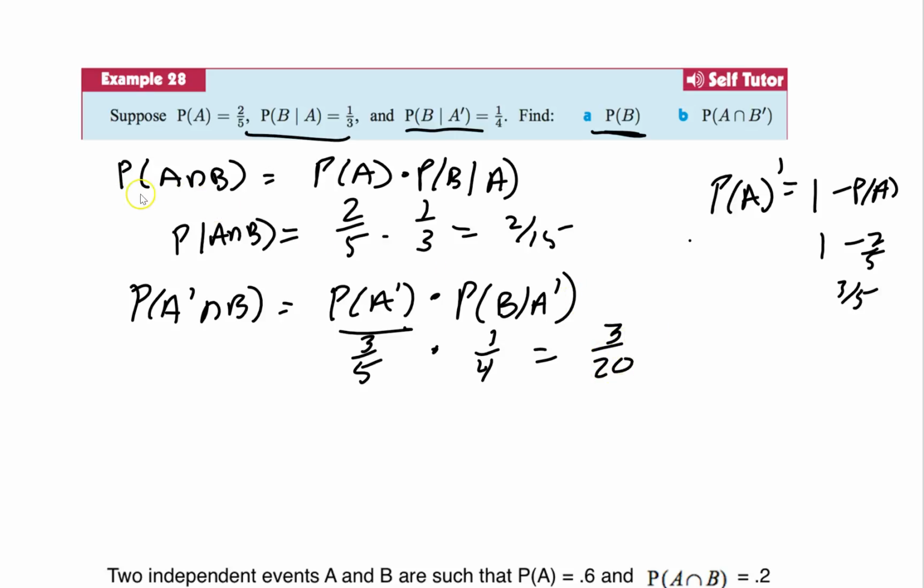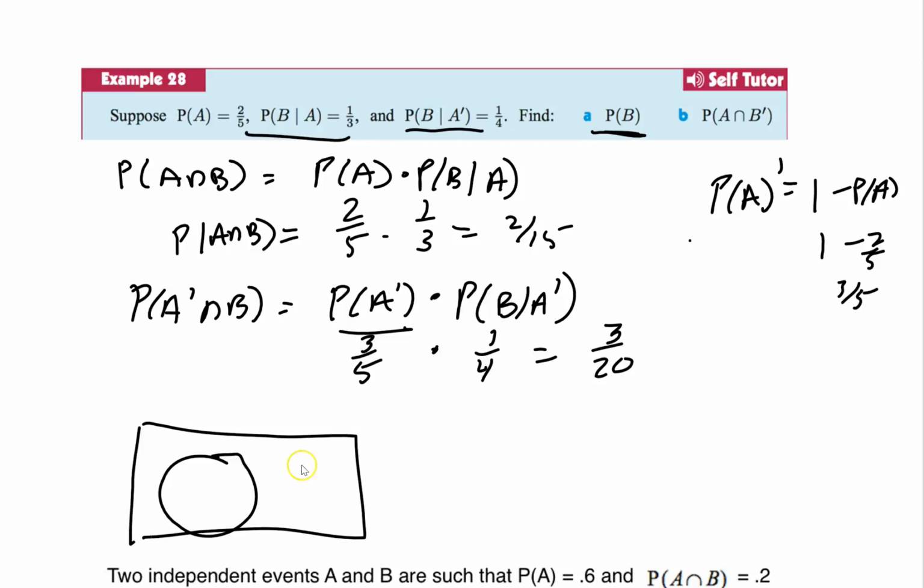So now I know what A intersection B is. Sorry, right here, 2/15. I know what A not intersection B is. But I have no idea what the probability of B is and what the probability of A intersection B not is. So to help us figure out what all this stuff is, let's make a Venn diagram so we can kind of picture it all. So it's going to be like this.